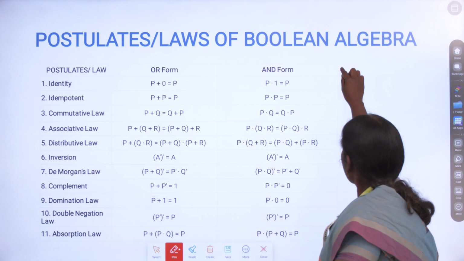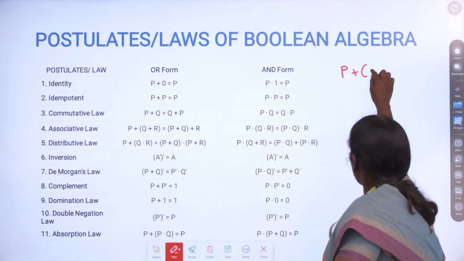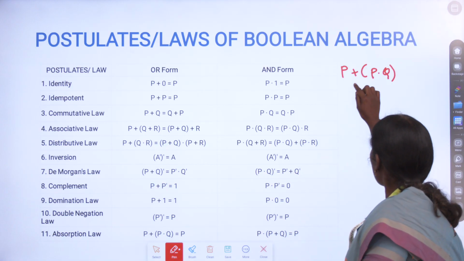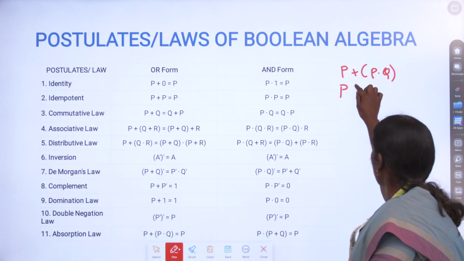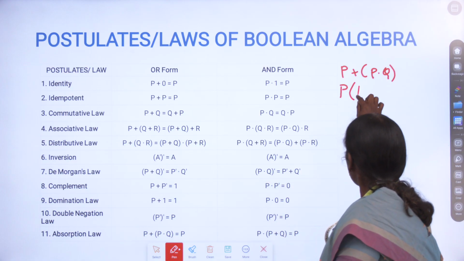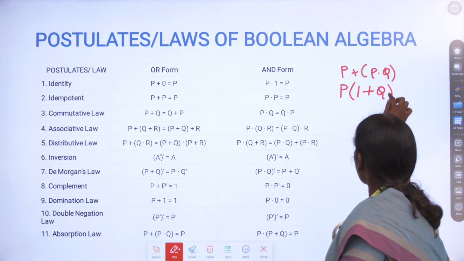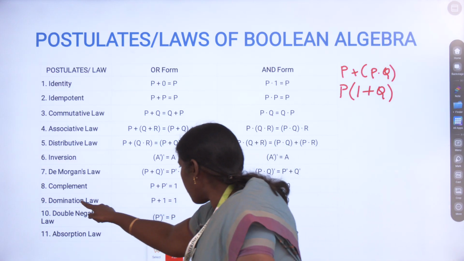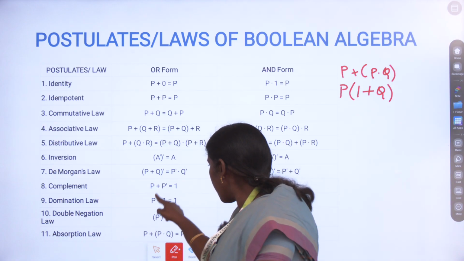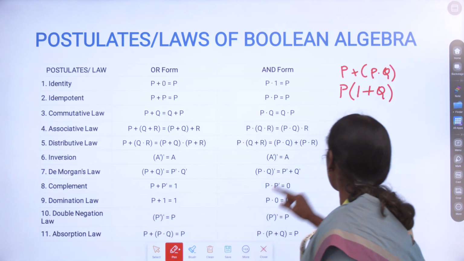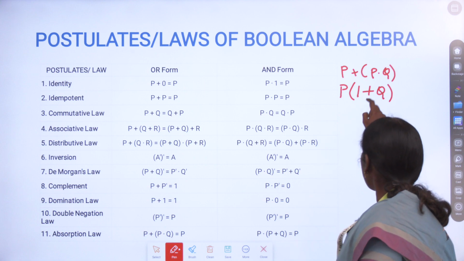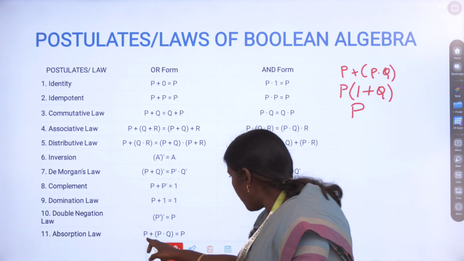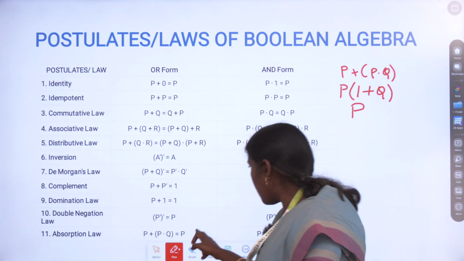Actually, in LHS we have P plus P dot Q. We can find why it is equal to P. So let us take P as common. While taking P as common, the value will be 1 plus Q. So already we know the law, that is 1 plus Q. From the domination law, it is very clear that the variable plus 1 is equal to 1. So obviously Q plus 1 will be equal to 1. So the value is P. So that is how we get P plus P dot Q is equal to P.